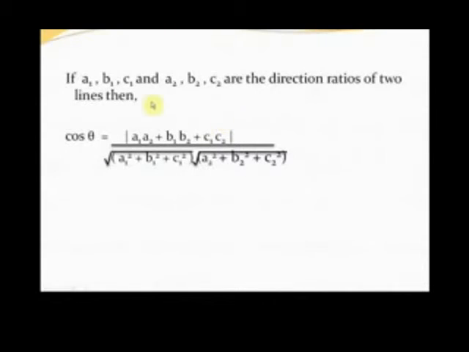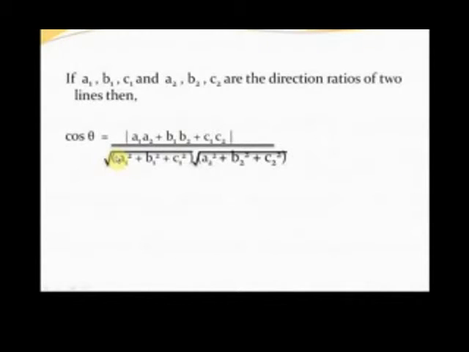Now if a1, b1, c1 and a2, b2, c2 are the direction ratios of two lines, then the angle between these two lines is given by cos theta equal to the modulus of a1 a2 plus b1 b2 plus c1 c2 divided by under root of a1 square plus b1 square plus c1 square into under root of a2 square plus b2 square plus c2 square. Now simply if we put the value of L1 equal to a1 by under root of a1 square plus b1 square plus c1 square and so on, we get this formula.